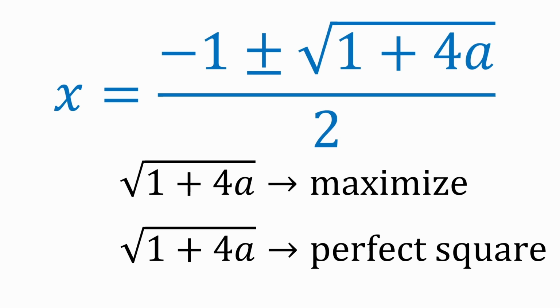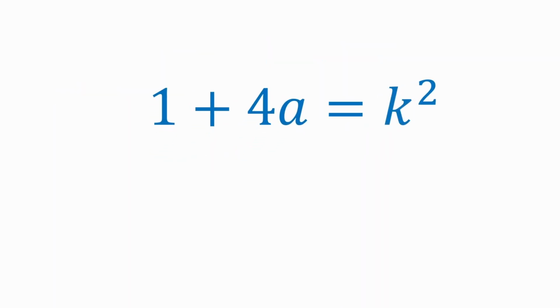Since maximizing 1 plus 4a will also maximize its square root, we'll only need to look at 1 plus 4a and set it equal to a perfect square, which I'll represent by k squared. Since a is between 0 and 200, we should start with the highest value for a as possible.